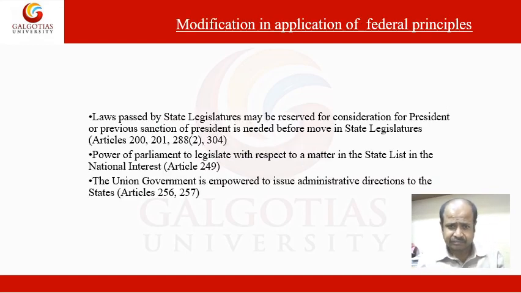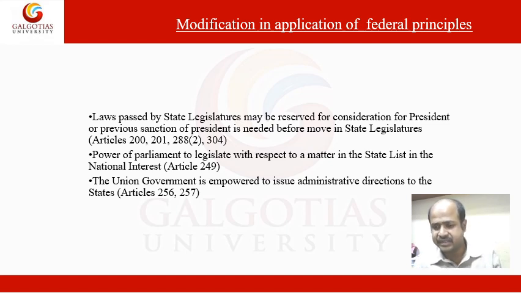And again, you will find some other modifications. Suppose laws passed by the state legislature may be reserved for the consideration of the president, or the previous sanction of the president is needed before the bill is moved in the state legislature. Some laws which have been passed by the state legislative assembly still need the consent of the president. Or suppose the power of the Parliament to legislate on the state list.